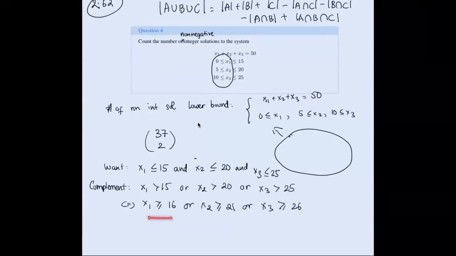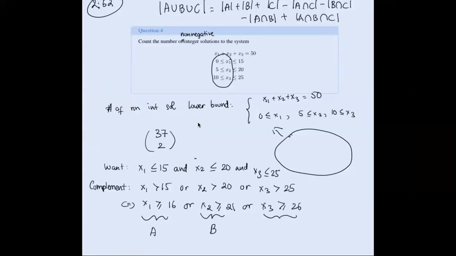x1 is at least 16. There is no guarantee that x2 cannot be at least 21. There's overlapping between them as well, and it's possible. So that's why we call this one the event A, when x1 is at least 16, and event B is when x2 is at least 21.